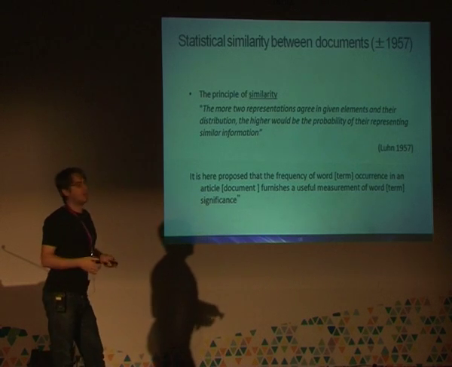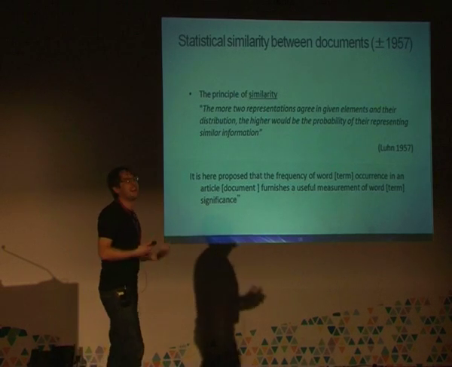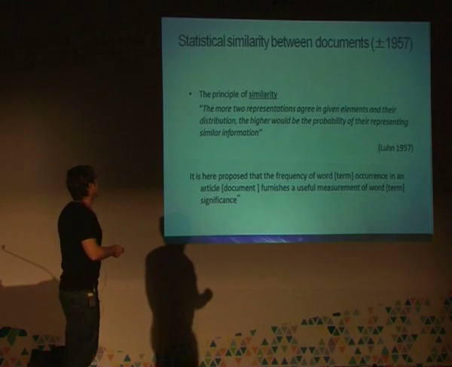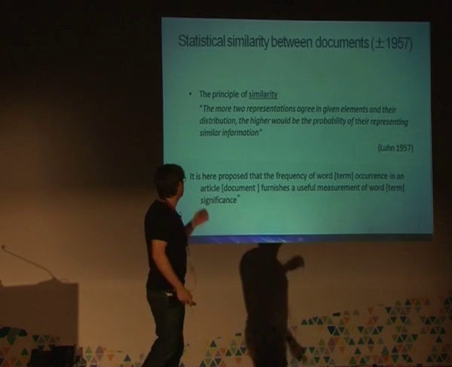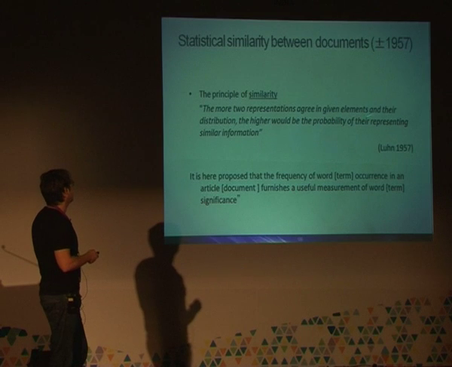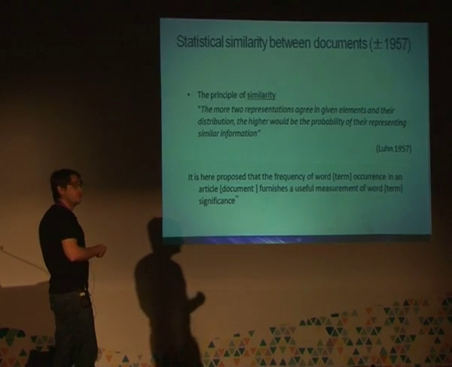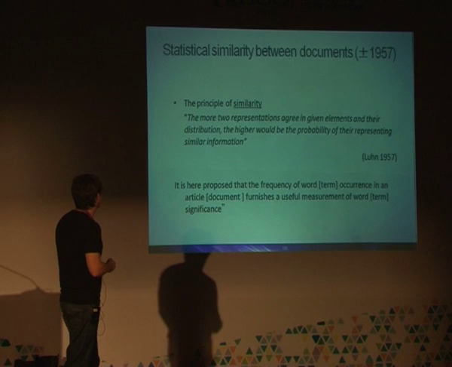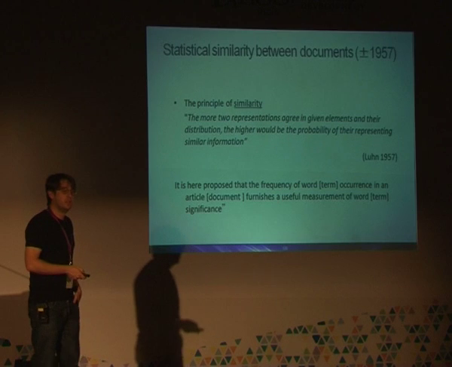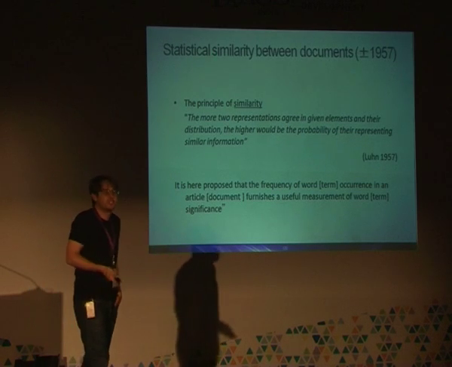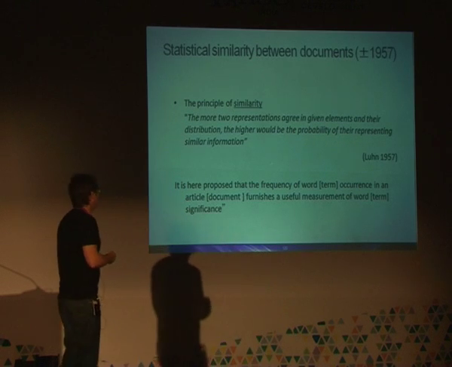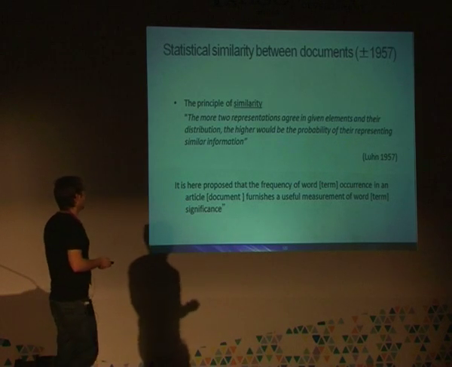Now, this is fine, or this used to be fine. But then there was this idea of similarity between documents, which was brought up by Luhn in 1957. Essentially, he's saying that the more two representations agree in given elements and their distribution, the distribution being the number of times you see a particular element, the higher the probability of them representing similar information. Well, this is pretty simple. It's saying, if you're using the same words, then you're probably talking about the same thing. It's pretty reasonable, but up to this point, there was nothing more formal than that.